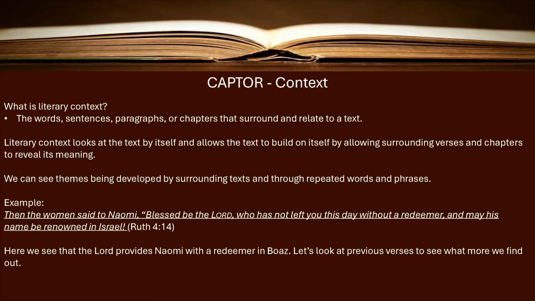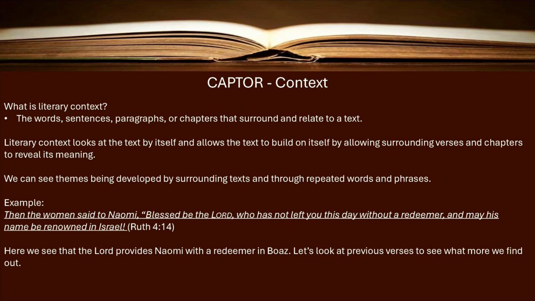So let's look at the first part of CAPTOR, which is context. We can look at things from literary context, where we're looking at words, sentences, paragraphs, and or chapters that surround and relate to a particular text we're looking at. Just like in that example from video 1 with Colossians 1:15, we looked at how somebody who pulls from the text will go to passages like 16 and then 17, and then maybe go to related passages in other books of the Bible, not just in the same testament, but going into the other testament. So if you're in the New Testament, you can go to the Old, or if you're in the Old, you can go to the New, to help inform your understanding of what's being said.